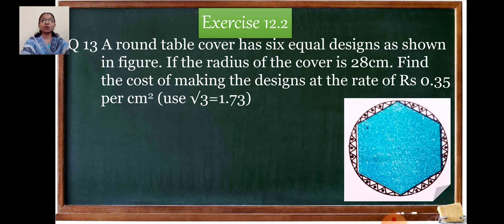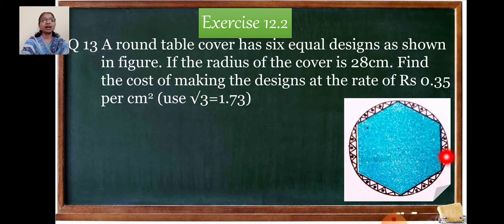Right. Now you observe this cover very carefully. The outer figure is a circle with radius 28 centimeter and a regular hexagon is inscribed in it. So what we'll do, we will divide this circle into 6 equal sectors, and the design is made at the corner, which is segment in shape. See where the design is made, this portion.